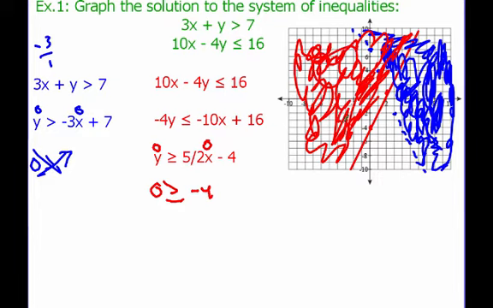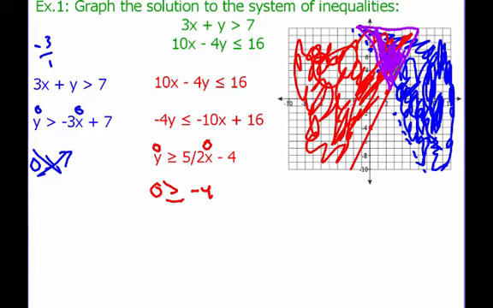All right, so now, where is the solution to this system? Well, the solution to the system is everywhere we see overlapping red and blue. Okay, and I'm going to color that in purple. So the solution to this inequality is this region up here. Notice I'm not coloring on the blue line because it's dashed, but I'm going to color on the red line because it's solid.